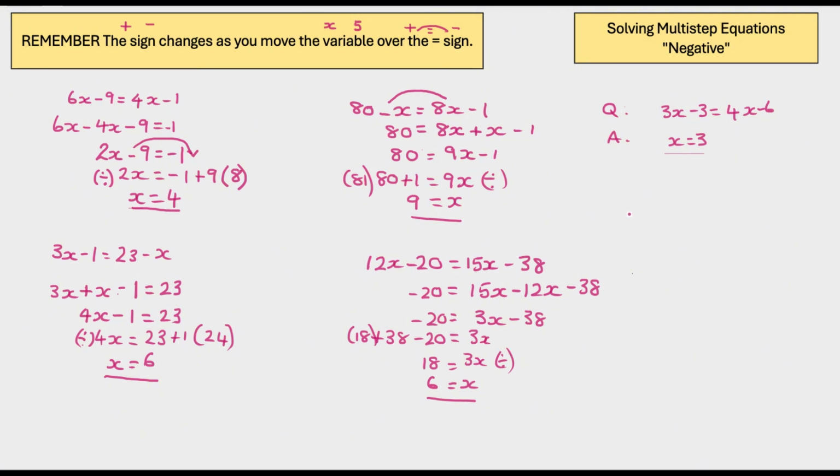I'll do another question for you to do alone. Let's do 15x minus x equals 27 minus 3x. And the answer is 6. Okay?